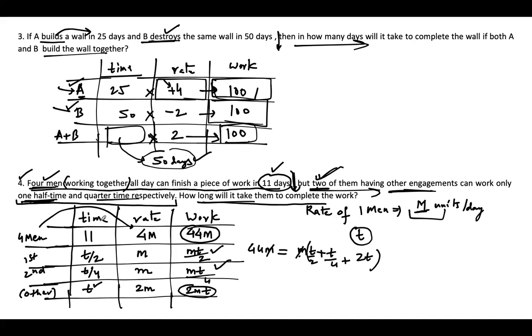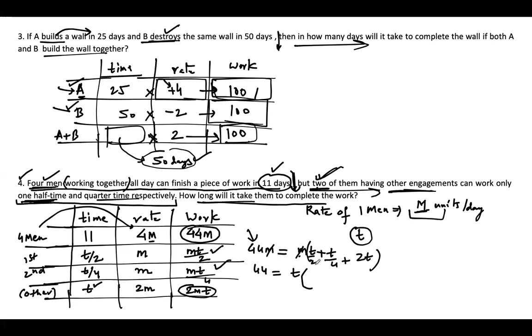But for starters, if you do not know, assume M. Later down the line, once you get confident, then start assuming 1 unit per day, or let's say 2 units per day, according to your liking. Okay, so right now we'll solve. I'll take T common. What is the value of 1/2 plus 1/4?